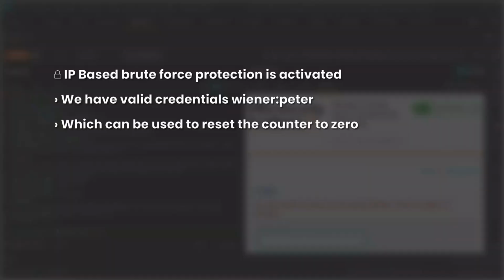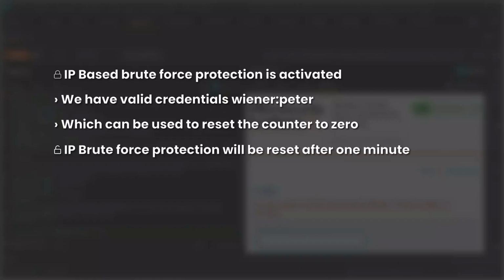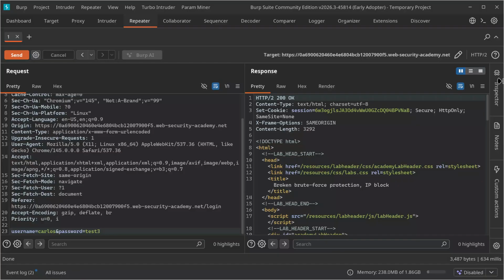IP-based brute force protection is activated, but we have valid credentials, wiener, peter, which can be used to reset the counter to 0 after 2 incorrect login attempts. IP brute force protection will be reset after 1 minute. By that time, let's create word lists and the request file required for fuzzing.